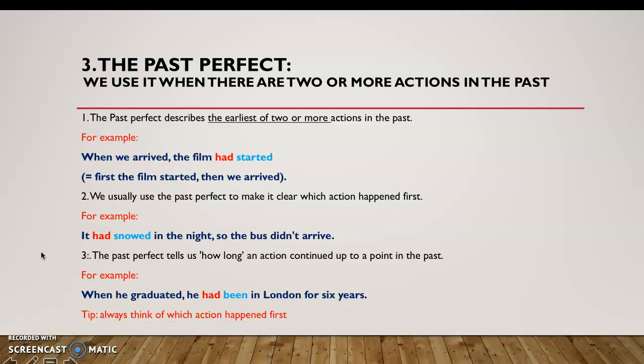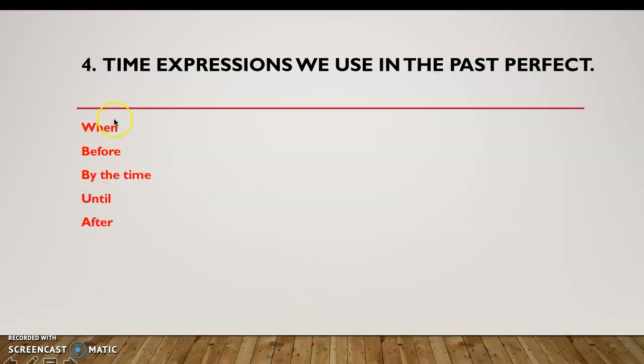Now let's have a look at some more examples. I hope that you're finding this okay. Soon you're going to practice, so don't worry. Okay, we use some time expressions in the past, so words like when, before, by the time, until, and after. For example, let's have a look at some ideas. When my friends arrived, I had already cooked dinner.